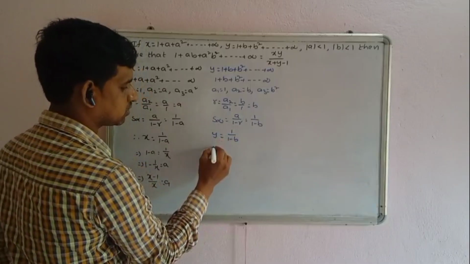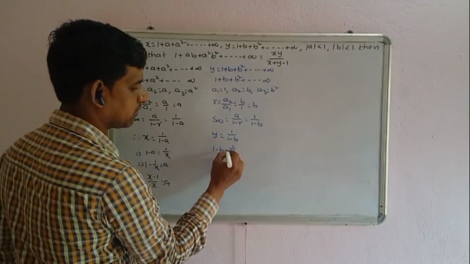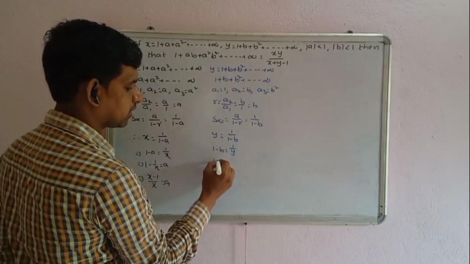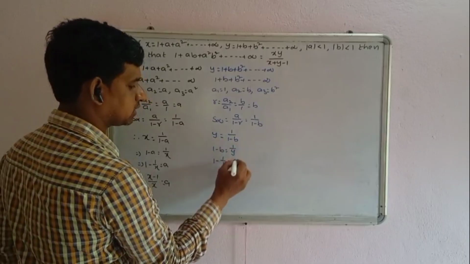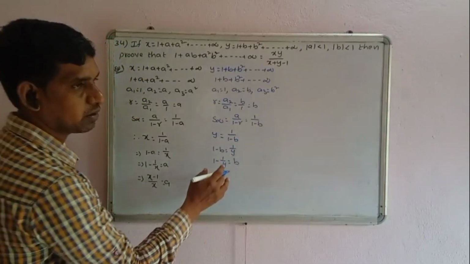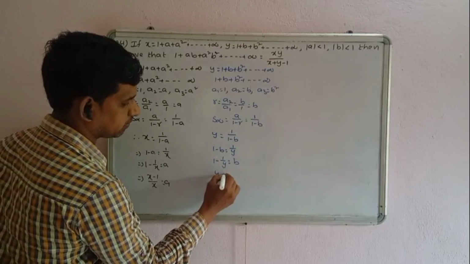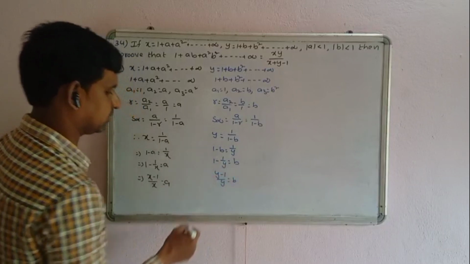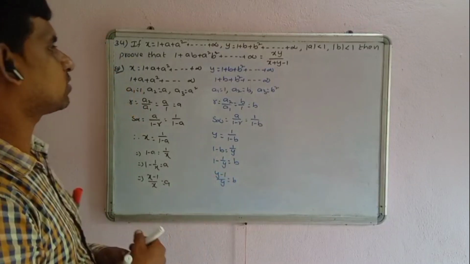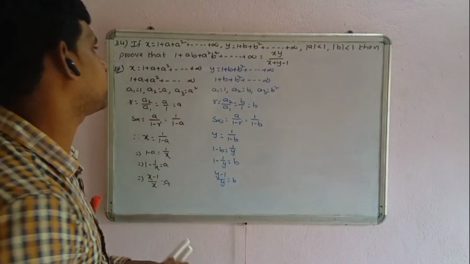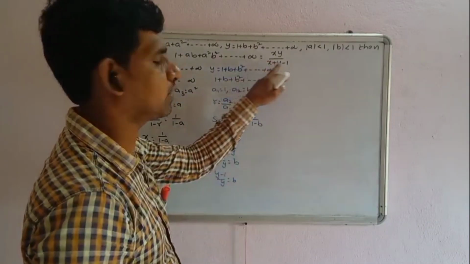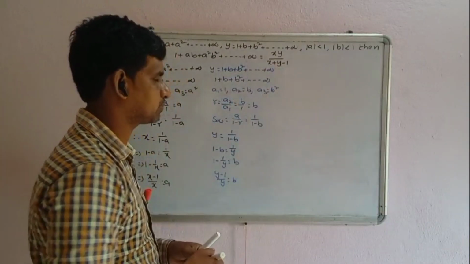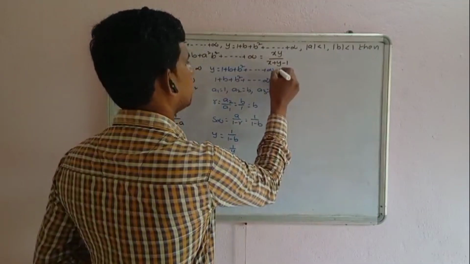So 1 minus b equals 1 by y. So 1 by y transposes, minus 1 by y; minus b transposes to positive b. y times 1 is y, minus 1 by y equals b. Okay. Now we have to prove that 1 plus ab plus a square b square so on infinity is xy by x plus y minus 1. See, now LHS.